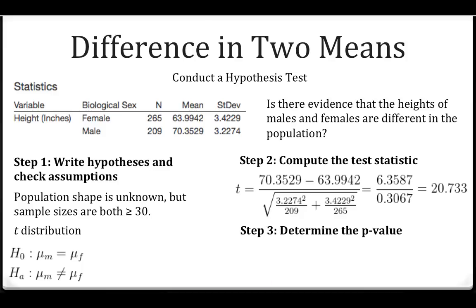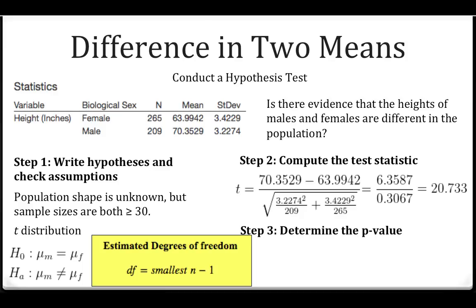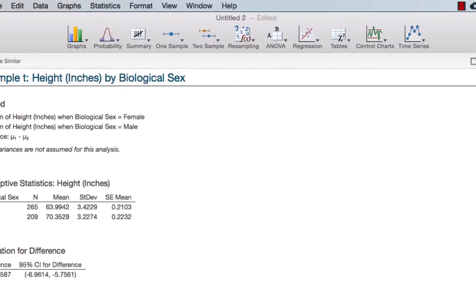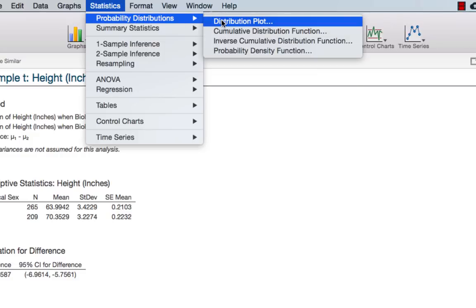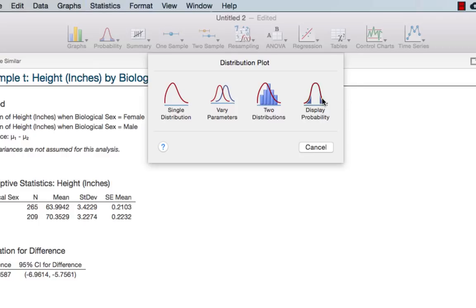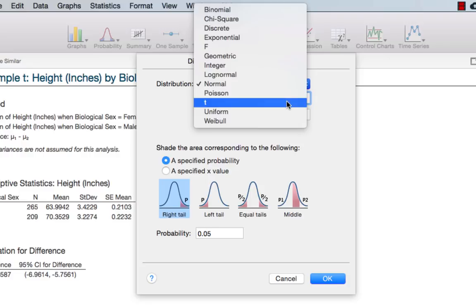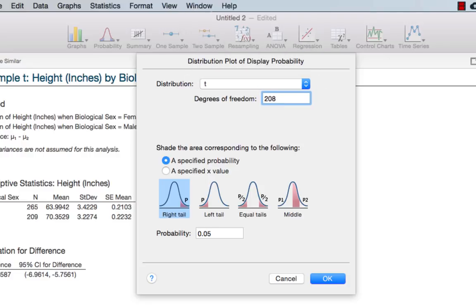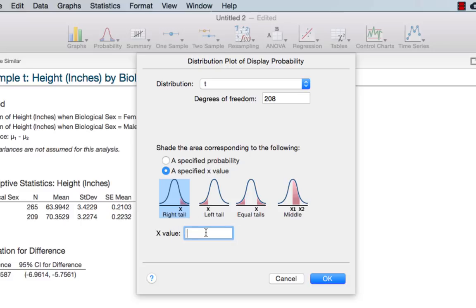Before we can find our p-value, we need to compute our degrees of freedom, which is the smaller sample size minus 1. We're now going to construct a t-distribution with 208 degrees of freedom to find the area more extreme than 20.733. I'll go to Statistics, Probability Distribution, Distribution Plot. To display a probability, we have a t-distribution with 208 degrees of freedom. We now have a t-test statistic, which is a specified x value of 20.733, and this is a two-tailed test, so we have equal tails.